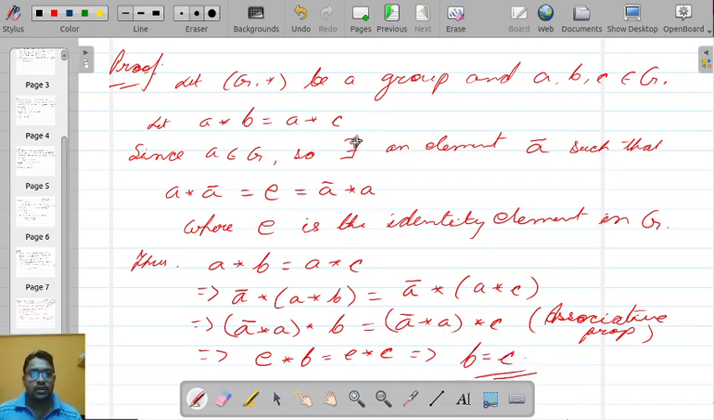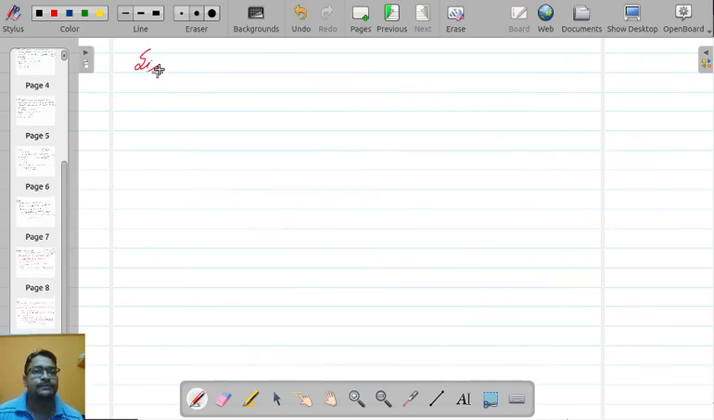So the left cancellation law is proved. Similarly we can prove the right cancellation law. If in the exam you are asked to prove only the left cancellation law, then you can stop at whatever we have done. If you are asked only the right cancellation law, then do this part, and if you are asked both, then do both parts.